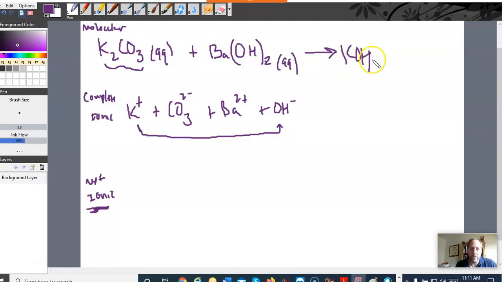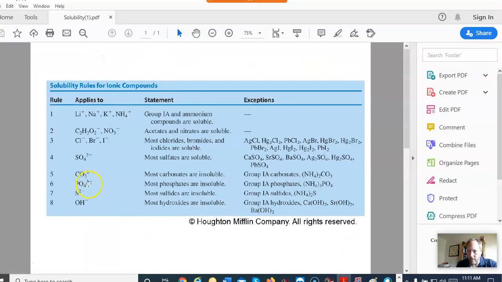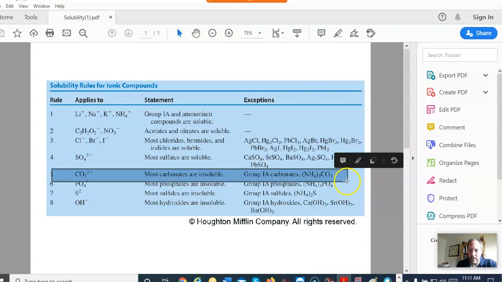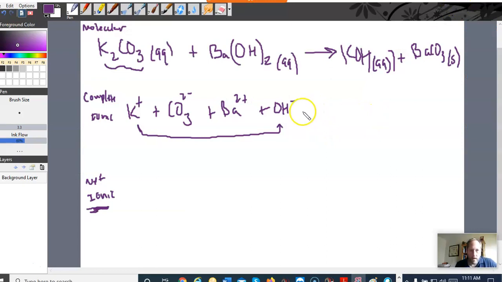All right, it has a potassium, which is one of the 1As, so we know that that should be aqueous. And then the barium is going to pair up with the carbonate to give me BaCO3, and that's what my solid is going to be. Because if you look here, all carbonates are insoluble. So this row right here, all carbonates are insoluble, with the exception of these, which is not one of the exceptions in our product. All right, so to complete my complete ionic equation, this is still aqueous, so we're going to keep it aqueous, potassium hydroxide. And then my barium carbonate is a solid, barium carbonate.